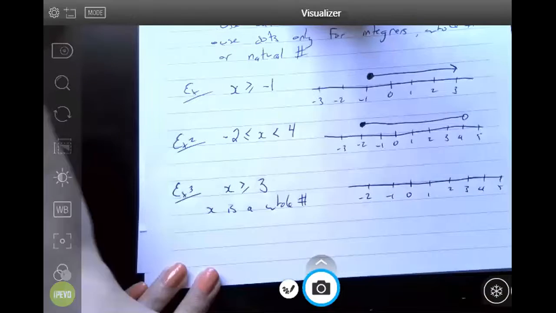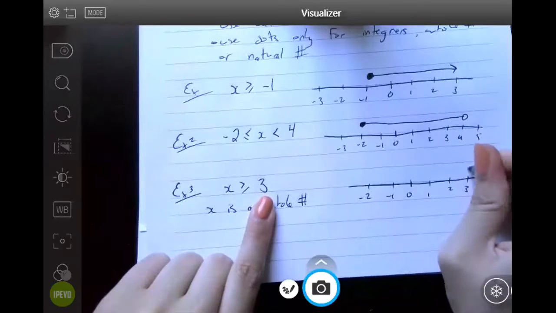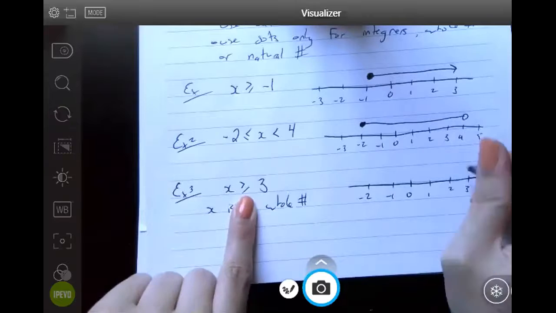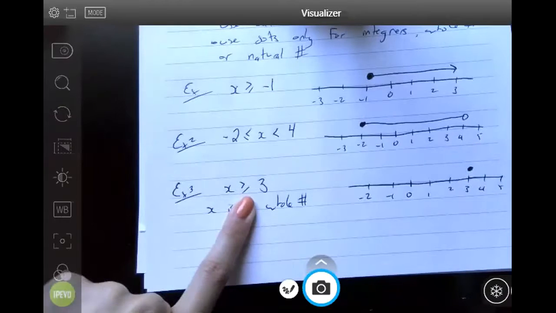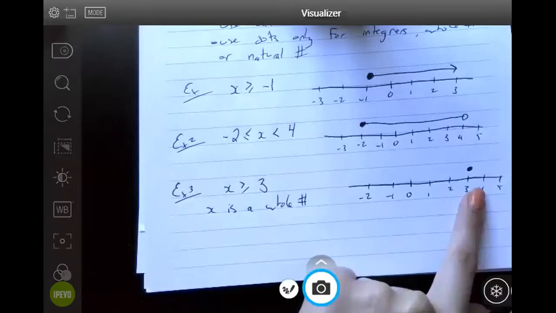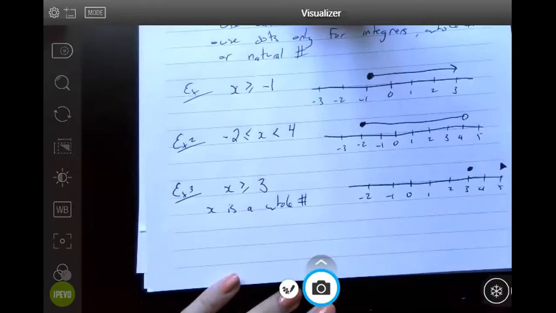I'm going to start by drawing my circle where the number is, so where the 3 is. Because it is "or equal to," I close my circle. I then know that because x is greater than 3, I'm once again going to be moving to the right. So I'm going to draw a little arrowhead to the right there.